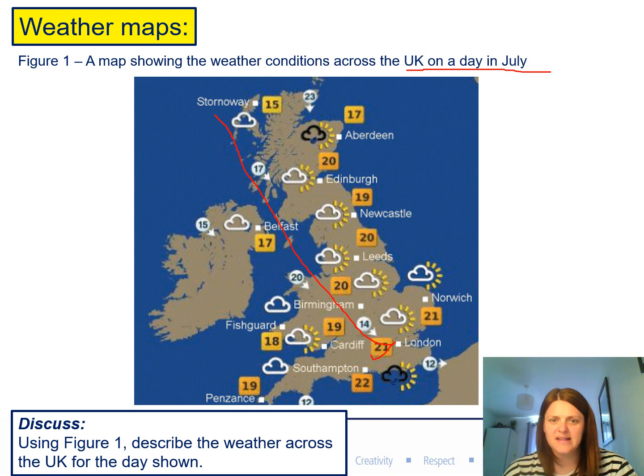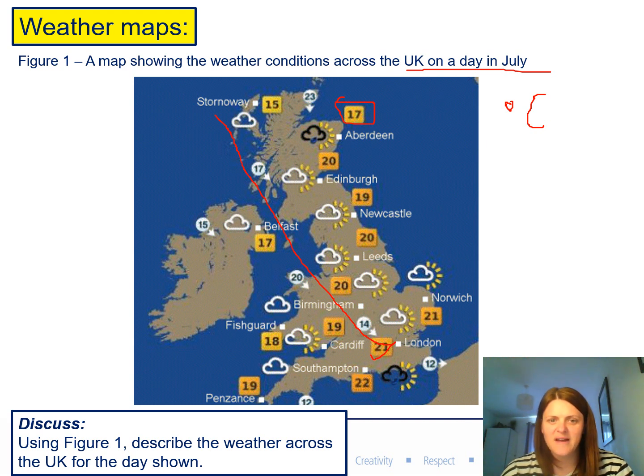Now the squares with the numbers in, the orange squares with the numbers in, show the temperature, and these are always shown in degrees Celsius. Sorry about my writing there, trying to do this on the computer. So that's shown in degrees Celsius.